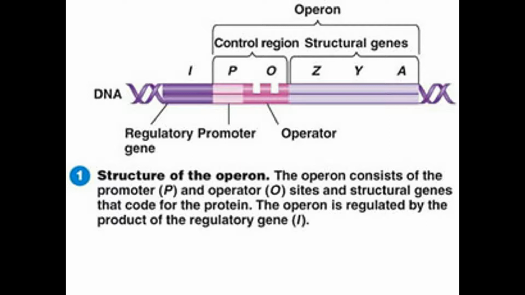So here you're looking at an operon. In your operon you have a control region, which is going to be upstream of your structural genes. These are going to be the actual product of this pathway of gene expression, so you're going to be producing protein Z, protein Y, and protein A. All of that is going to be controlled by the promoter and the operator.